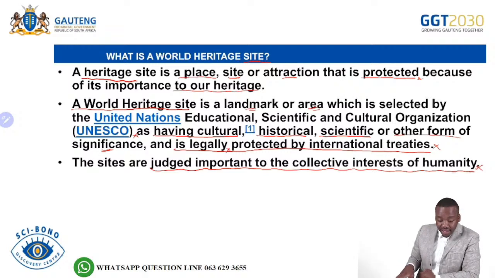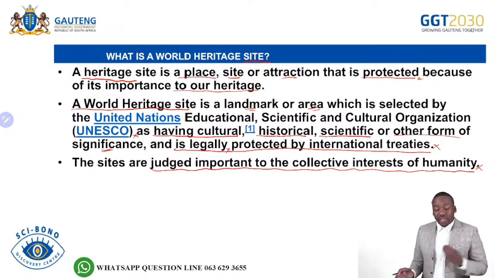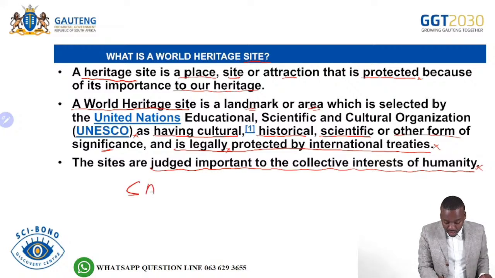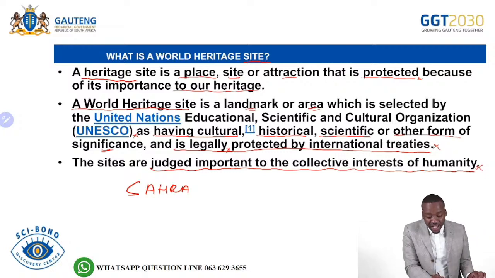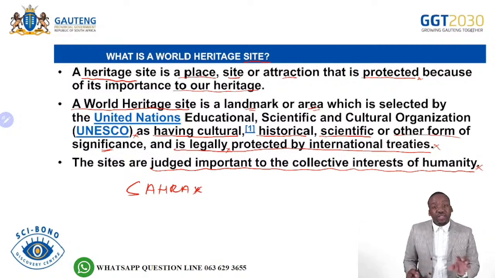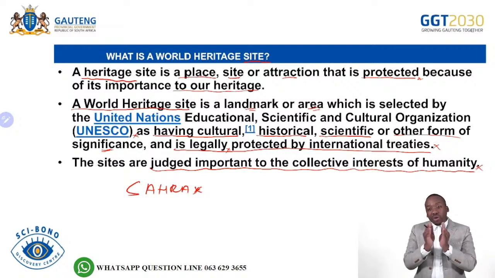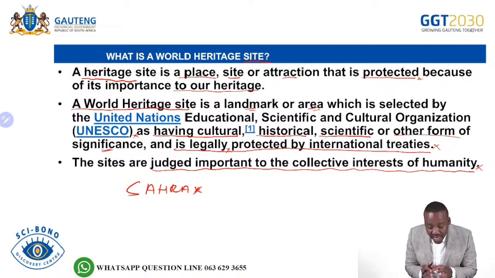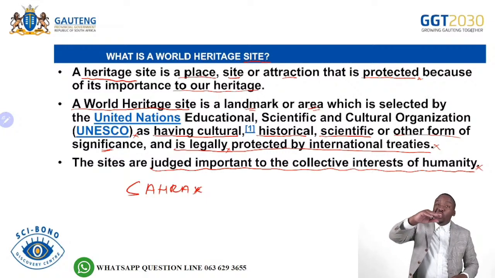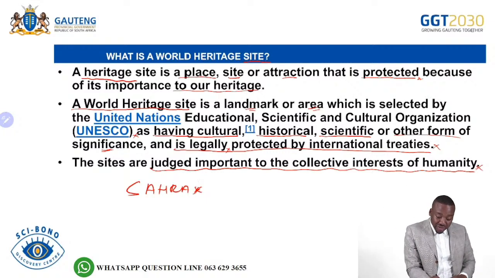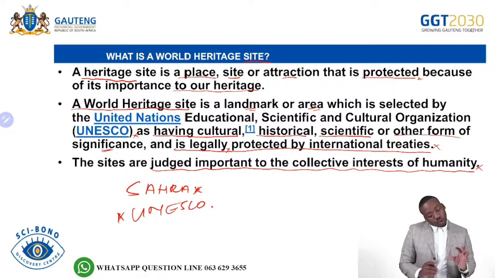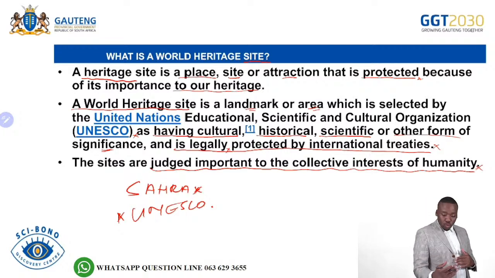You'll remember that in grade 11, we looked at SAHRA, the South African Heritage Resources Agency. And then we said, what is the role of SAHRA? It is to protect all the national heritage estates that we have in the country. But at global level, we don't have SAHRA, we have UNESCO. Please do not try to confuse the two.